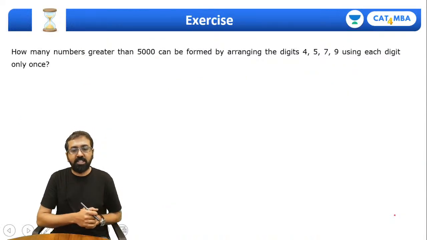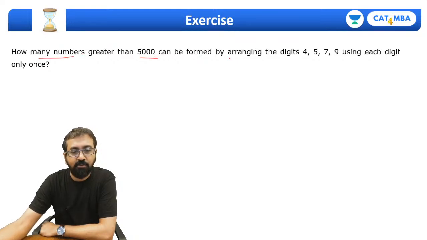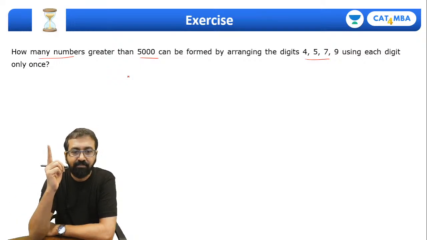Let's take one more question, everyone. Now this is a slightly simple question. How many numbers greater than 5000 can be formed by arranging these digits using each digit only once? That means repetition is not allowed.